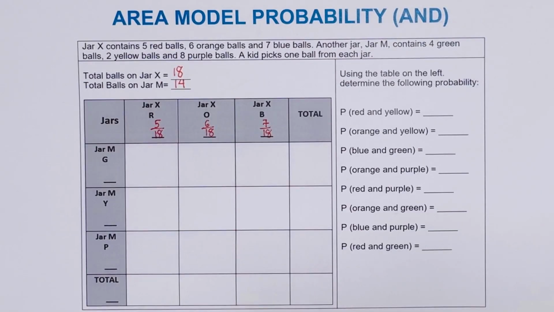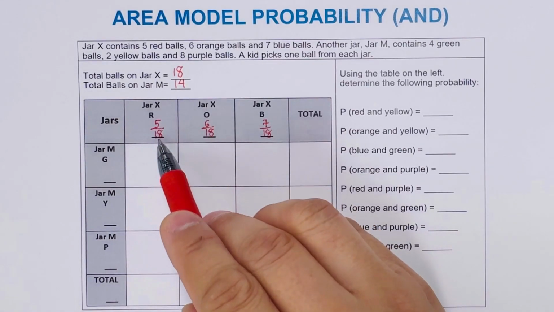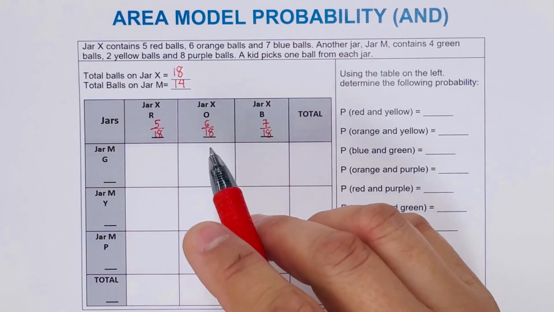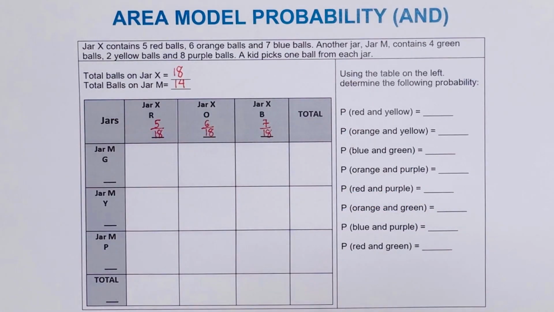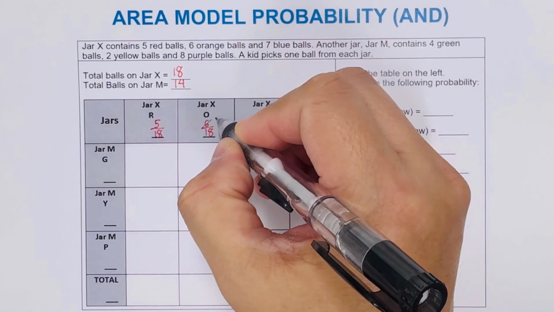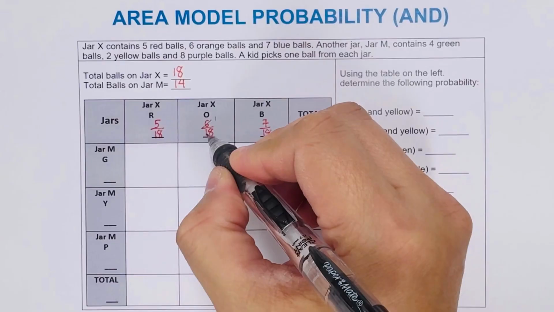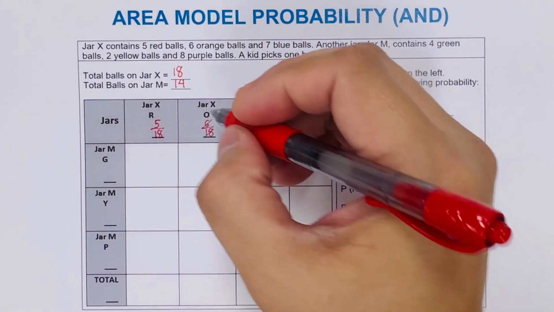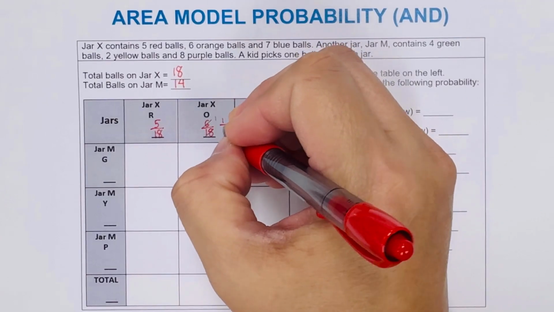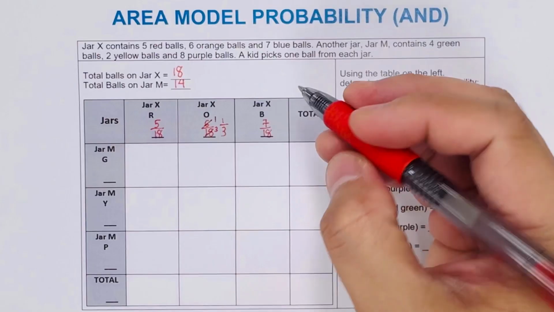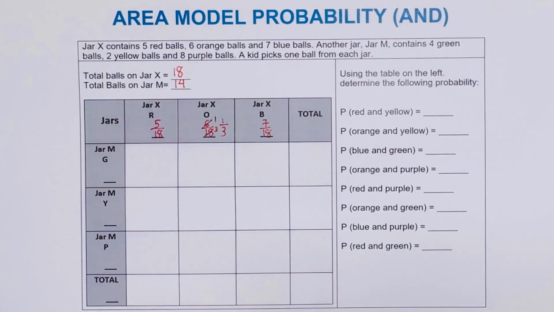Next, we try to reduce if we can. Can we reduce 5 over 18? We can't do that, right? What about 6 over 18? What's the reduced version for that? 1 out of what? How many 6's are there in 6? There's 1. How many 6's are there in 18? 3. So it's 1/3, because there's 1 and then there's 3. So we're taking 1/3 for that.